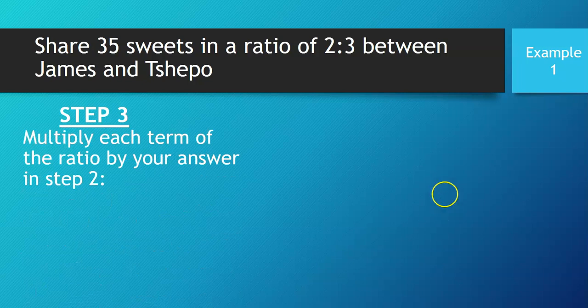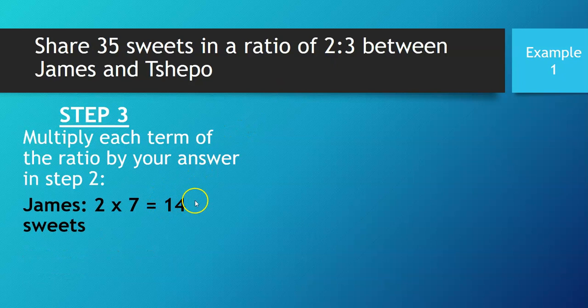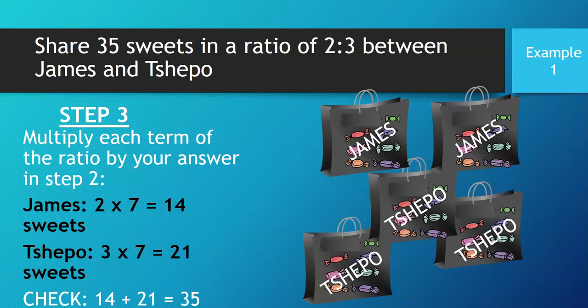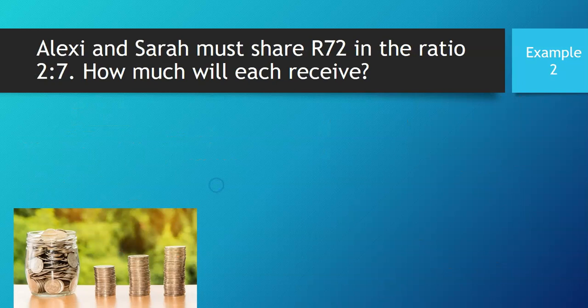So each term, we're going to take 2, that's James. 2 times 7, which is 14 sweets. That's how many sweets James gets. And Tsepo is going to get 3 of those groups, 3 bags. 3 times 7 is 21. Our final step is just to check. Okay, that was our first example. James gets 2 bags, Tsepo gets 3, and it's super easy. Now let's look at a second example.